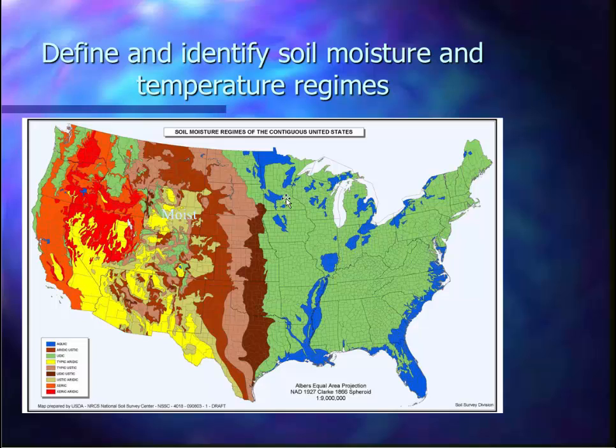Now you can use this map to get a rough idea of the soil moisture regime that you're dealing with, but do notice that for a particular pedon, depending on aspect or groundwater reaching the surface or different kinds of slope shapes, you may have very different moisture regimes locally defined.